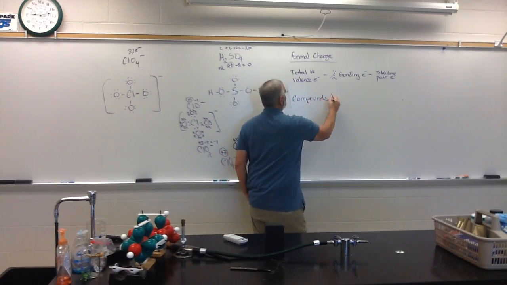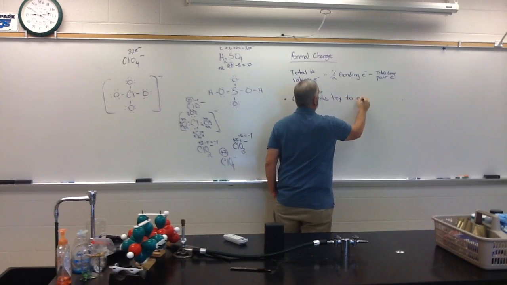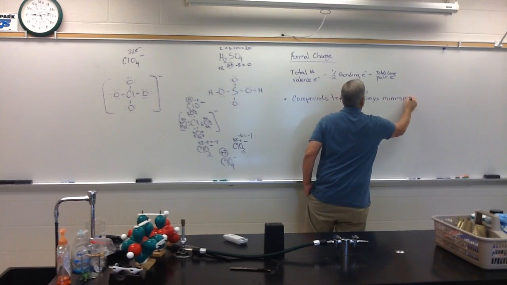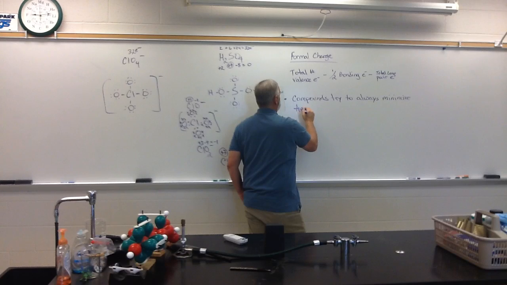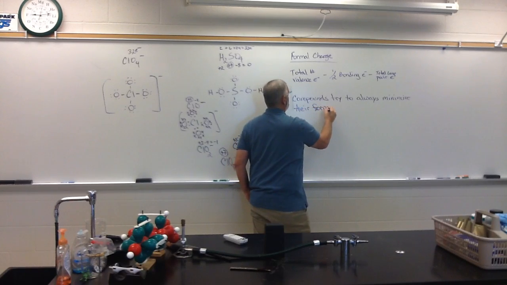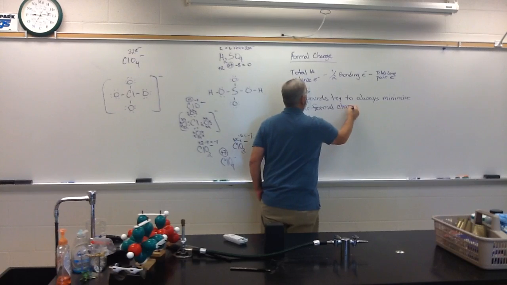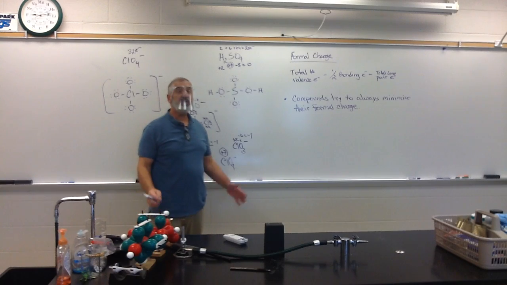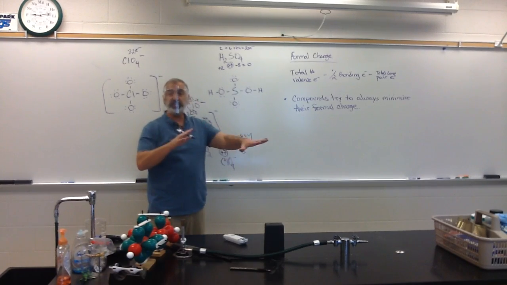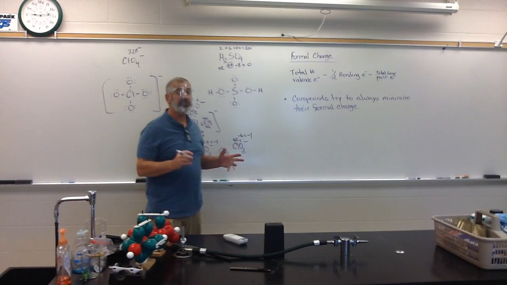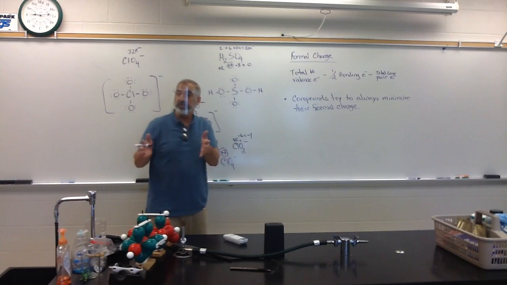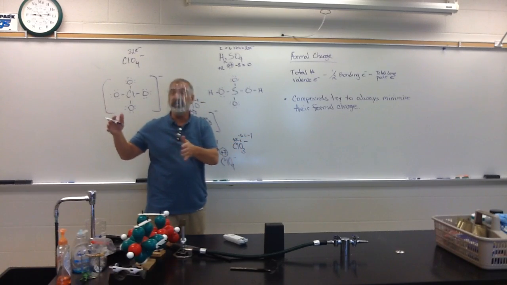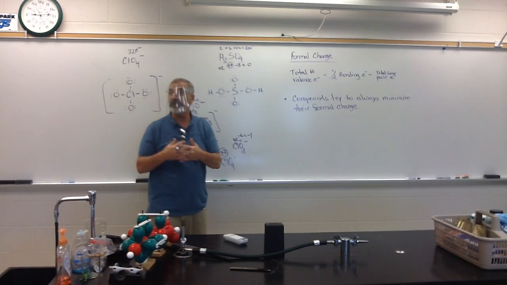Compounds try to always minimize their formal charge. So 0 and everything's the best. Okay? So we're going to rearrange and share electrons differently based upon formal charge, trying to get everything at a formal charge of 0, the minimum amount. We don't want to be -1, -2, -3, or +1, +2, +3. We want everything to be as close to 0 as possible.